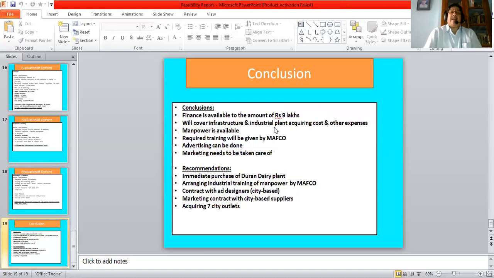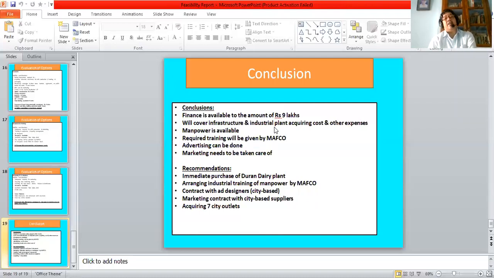Also arrange for an industrial training of the manpower by MAFCO as soon as possible. Also make a contract with the ad designers, the city-based ones, and enter into a marketing contract with the city-based suppliers. So obviously you have to do that. You have to interact with people in the city. So it is not possible to be in any kind of rural isolation.